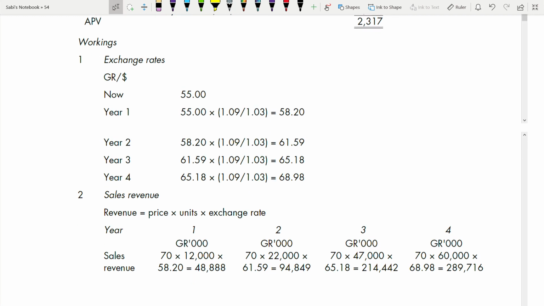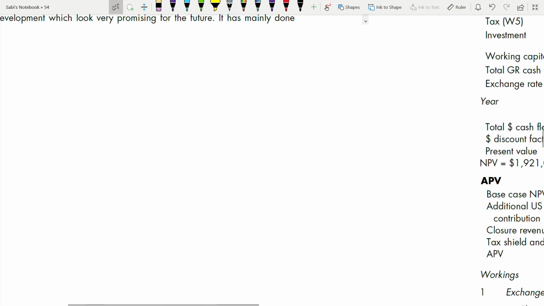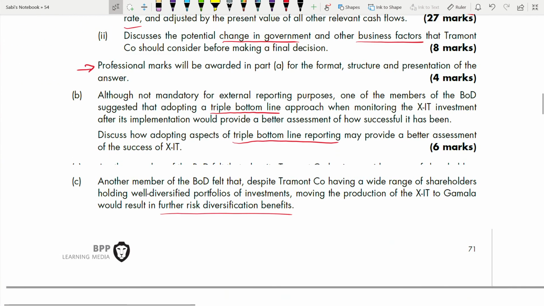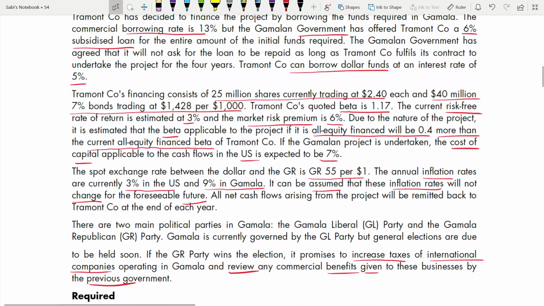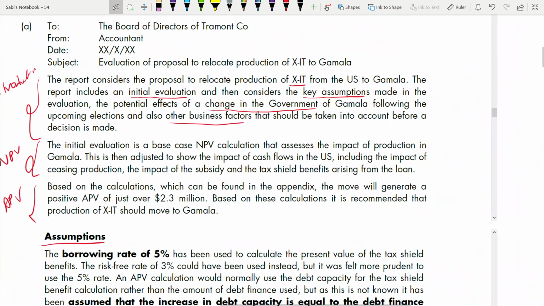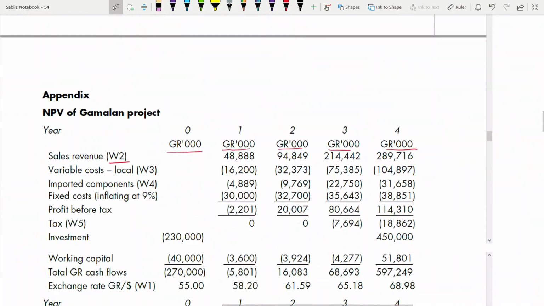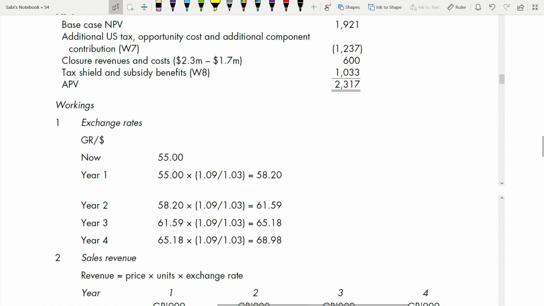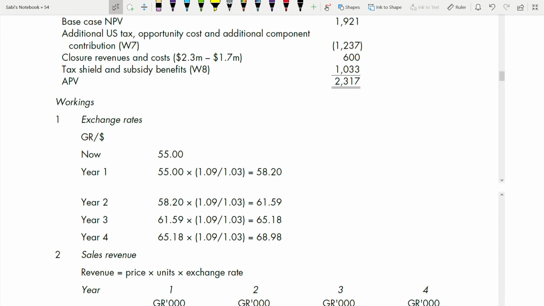But then the price of 70 is in dollars. Remember, the selling price, 70 per unit, is in dollars. You have to convert it to the home currency first, and to do that you cannot do without the exchange rate. That's why they have first found the exchange rate. So that is working 1, exchange rate.